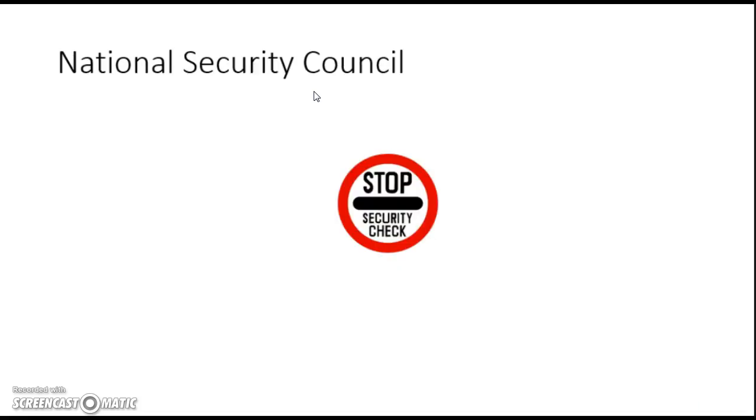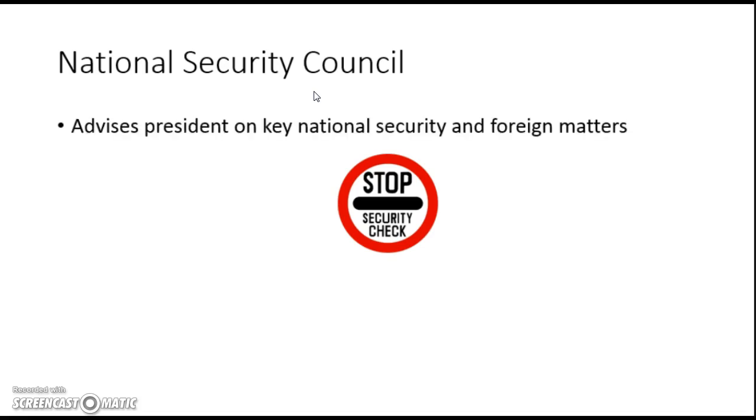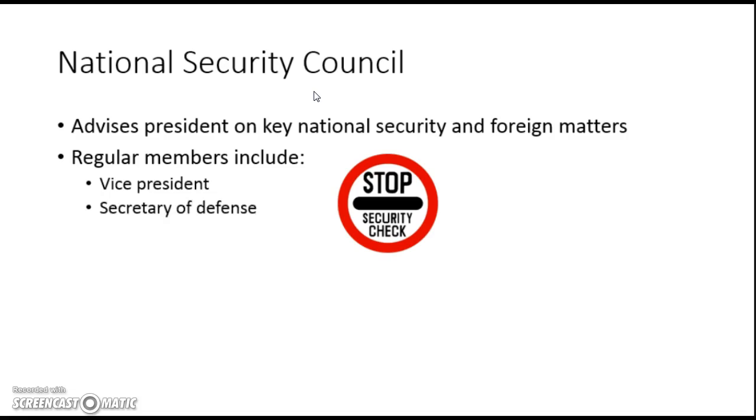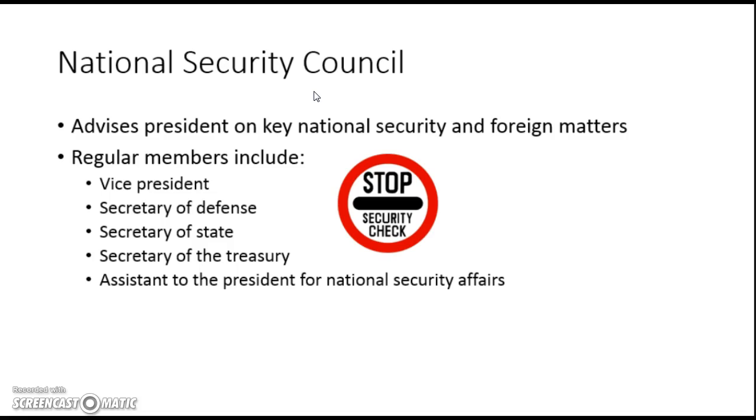All right, next in the Executive Office of the President is the National Security Council. They advise the president on key national security and foreign policy matters. That should say foreign policy. Regular members include the Vice President, the Secretary of Defense, Secretary of State, Secretary of the Treasury, and the Assistant to the President for National Security Affairs. The president officially chairs the National Security Council, and that's it for them. All right, moving on.